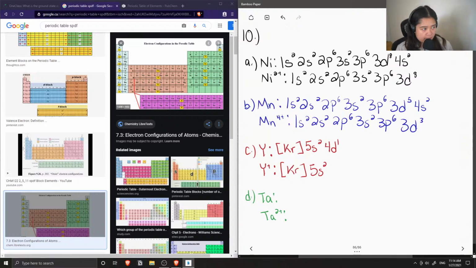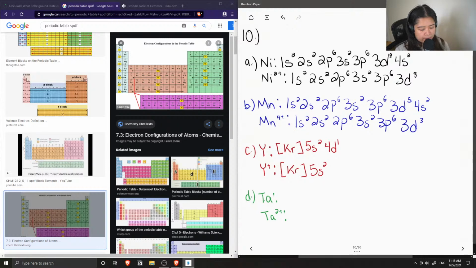So this is just a reason why, sometimes with the transition metals, it can get kind of confusing. But typically, a partially filled d orbital is more stable than when you just have a filled s orbital. So this is why for our other examples, we took from the s orbital instead of the d orbital.